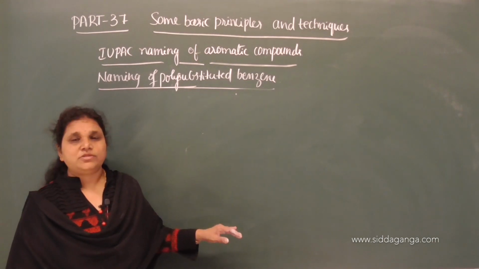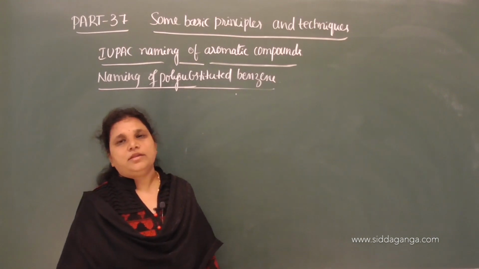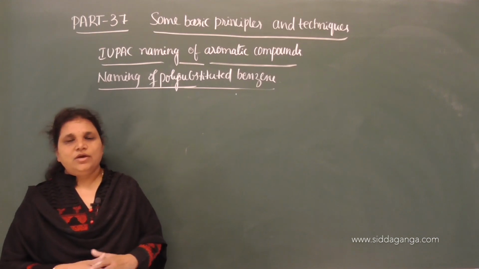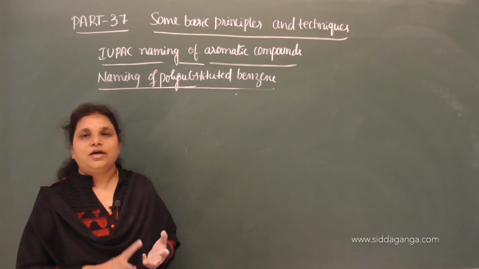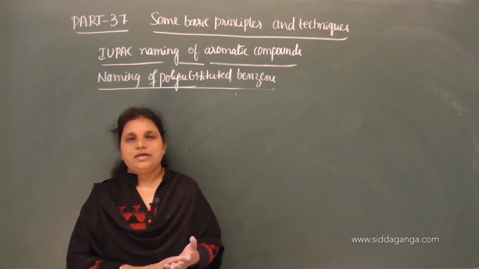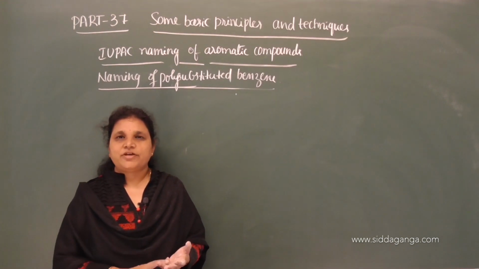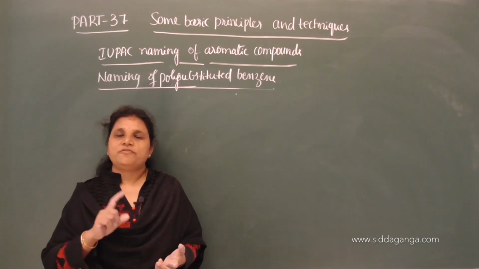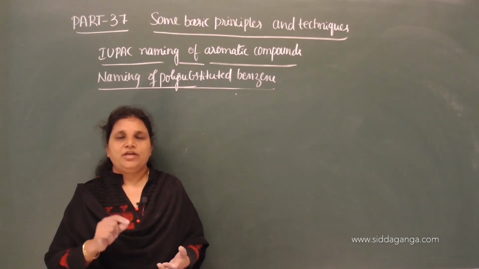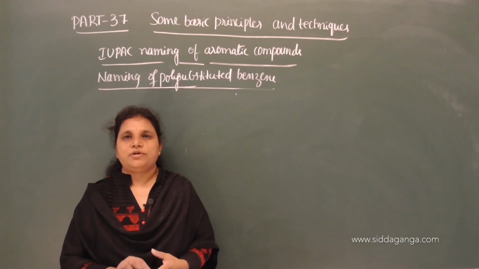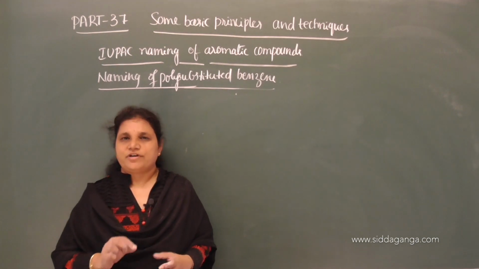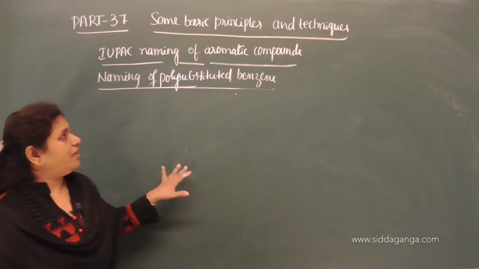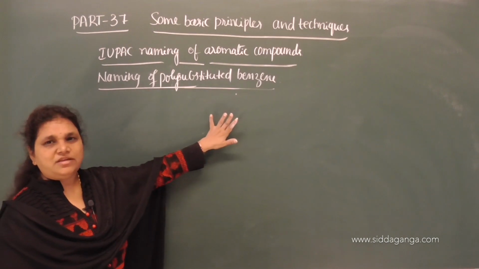So that is about the IUPAC naming of polysubstituted benzene. The same rules we need to use. We need to satisfy the lowest sum rule while assigning the locants, and if a functional group is there, we need to give the preference for the functional group, and we need to assign the lowest possible number to that carbon which is carrying a functional group. All the rules are applicable for naming polysubstituted benzene also.